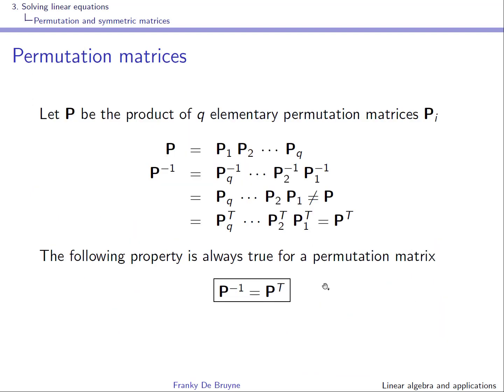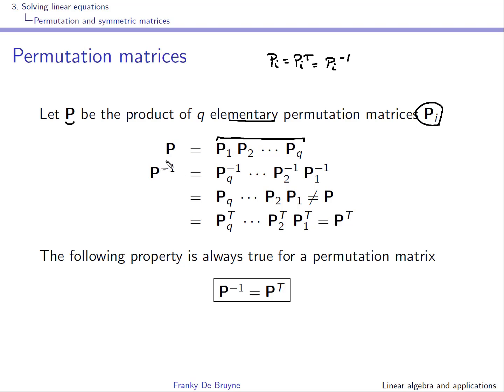So let us take a matrix P, which is the product of Q permutation matrices. These Pi here are elementary permutation matrices. So we know that Pi is equal to its transpose, and it's also equal to its inverse.